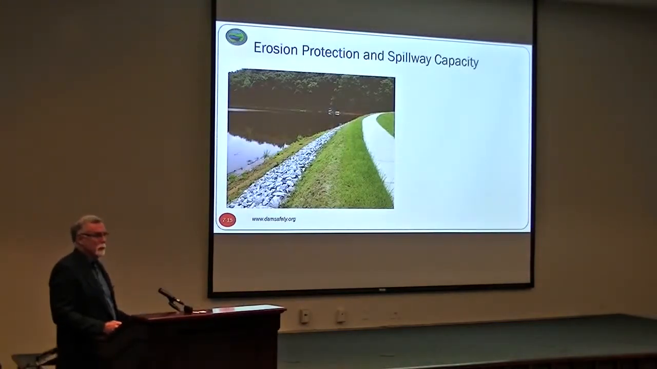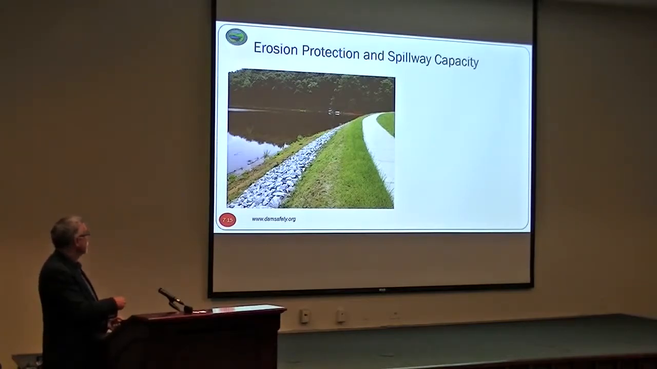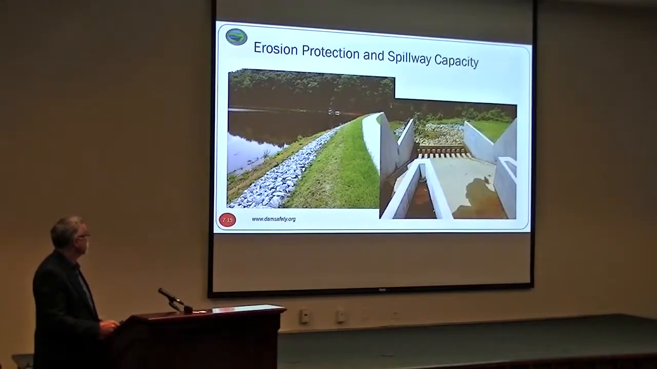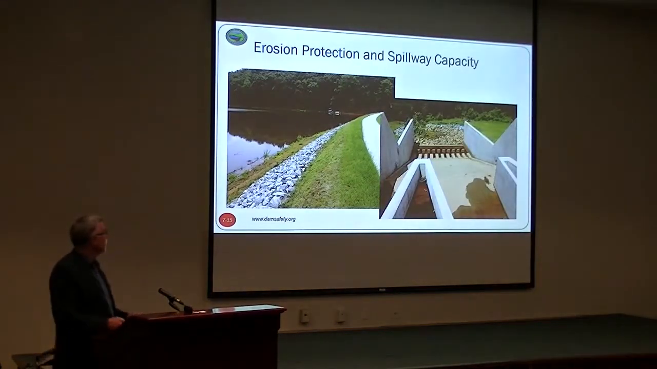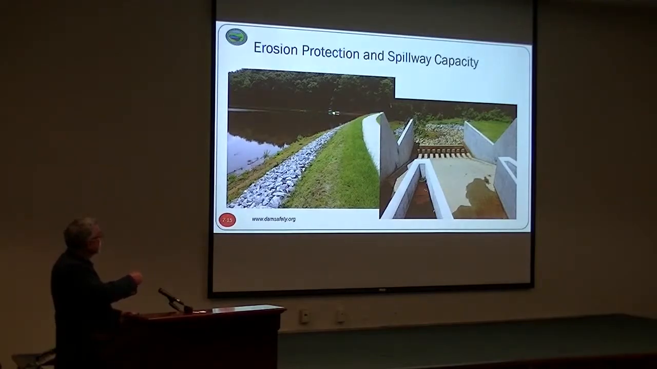Erosion protection. Here's a rehab where you can tell it's brand new riprap. They had a wave action problem on this one, so they lowered the lake and put in new riprap around the shoreline. The same project had an inadequate spillway. The old spillway was back in the corner, and now it has a 2-cycle elaborate spillway. This entire project was $1.2 million.